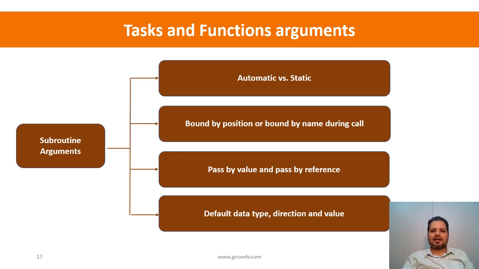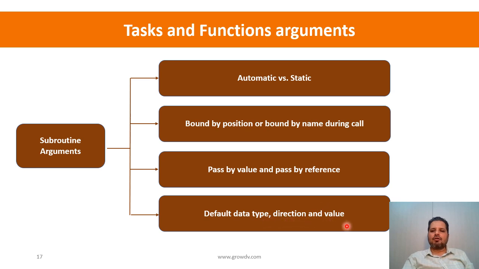So let's look at the subroutine arguments. When we say subroutine arguments, the scope to understand is, one, automatic versus static, which we have already covered. The second point is bound by position or bound by name during the call. This is something we will look at. And then we have pass by value or pass by reference. How this works, we will look at. And then default data type and direction, we have already looked at. The default data type is logic and direction is input.